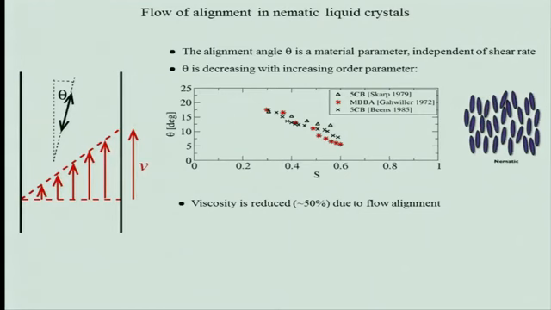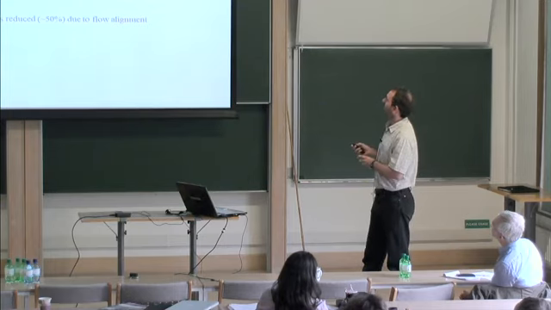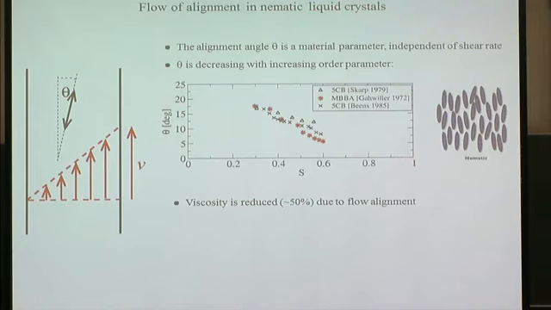So here, if we apply shear flow to a nematic liquid crystal, then we observe that the average orientation of these elongated molecules is aligned this way in a shear flow, where the average orientation almost points in the direction of the flow lines, but deviates a little bit from that with an angle theta. And interestingly, this alignment angle is a material parameter. It doesn't depend on the shear rate.